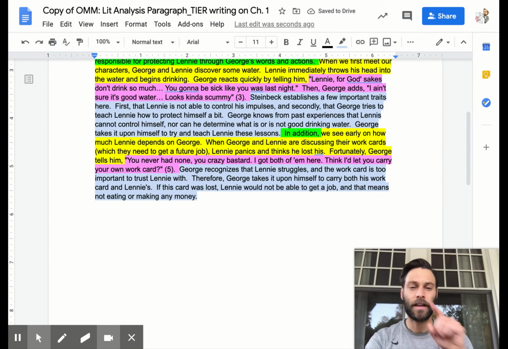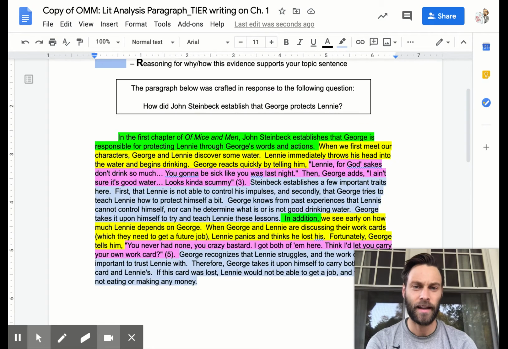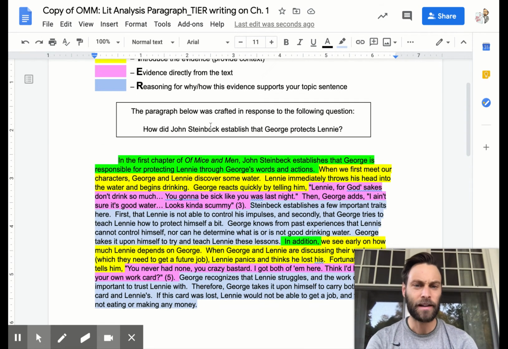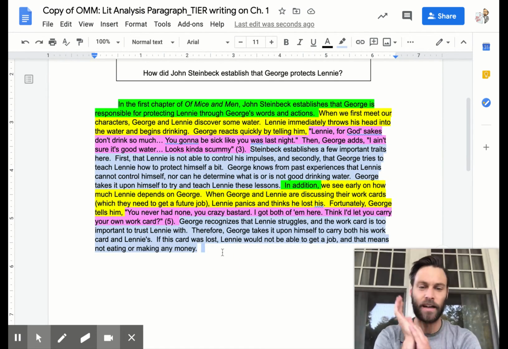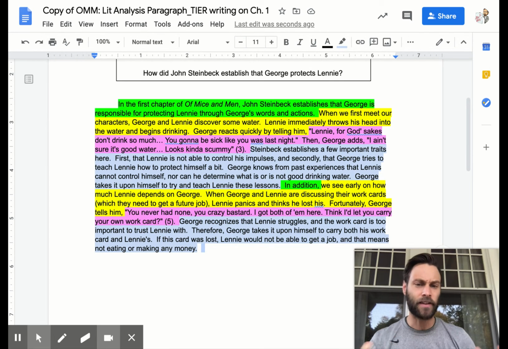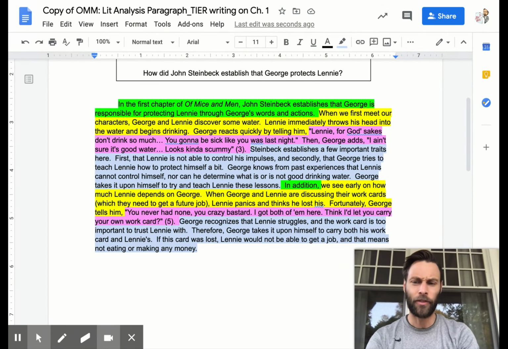I still feel like I want to do something with my reasoning here because I haven't talked about Steinbeck yet. And as I said, Steinbeck's in our prompt, right? Steinbeck's in our topic sentence. I want to keep coming back to that. I did it here. I said Steinbeck establishes. I haven't talked about Steinbeck yet. So I'm going to sneak in another line here. It doesn't have to be here in yours, but somewhere in that reasoning, bringing the author in, I think, is what we want to do.